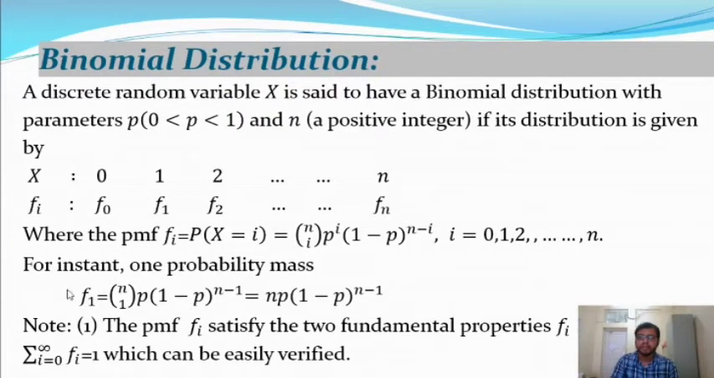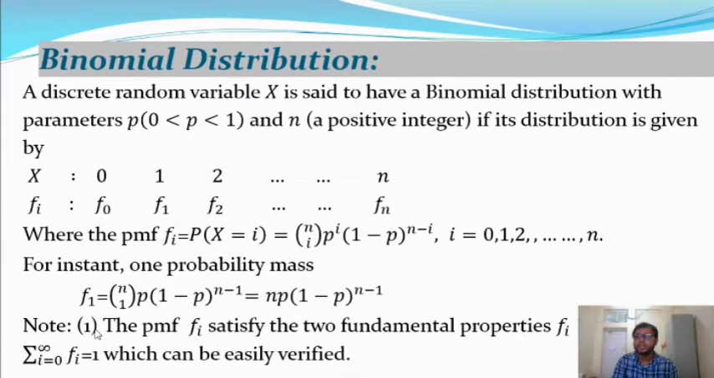Okay, and for instance the probability mass function f1, this is actually when we put i equal to 1 in that expression, and we get f1 equal to nC1 p to the power 1, that means p, into (1 minus p) to the power 1. So that means np into (1 minus p) to the power n minus 1. This is the probability mass when we put i equal to 1.